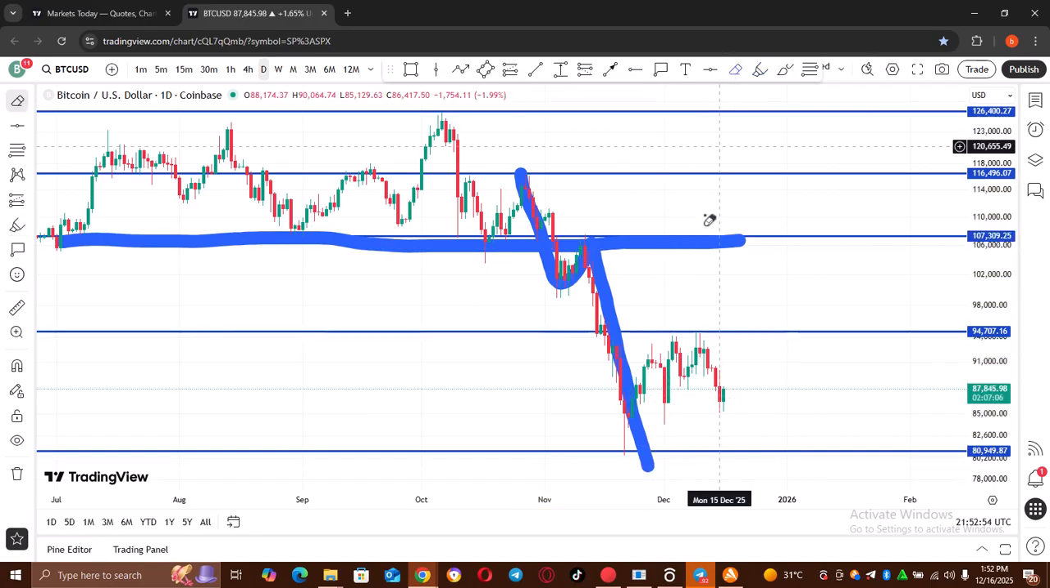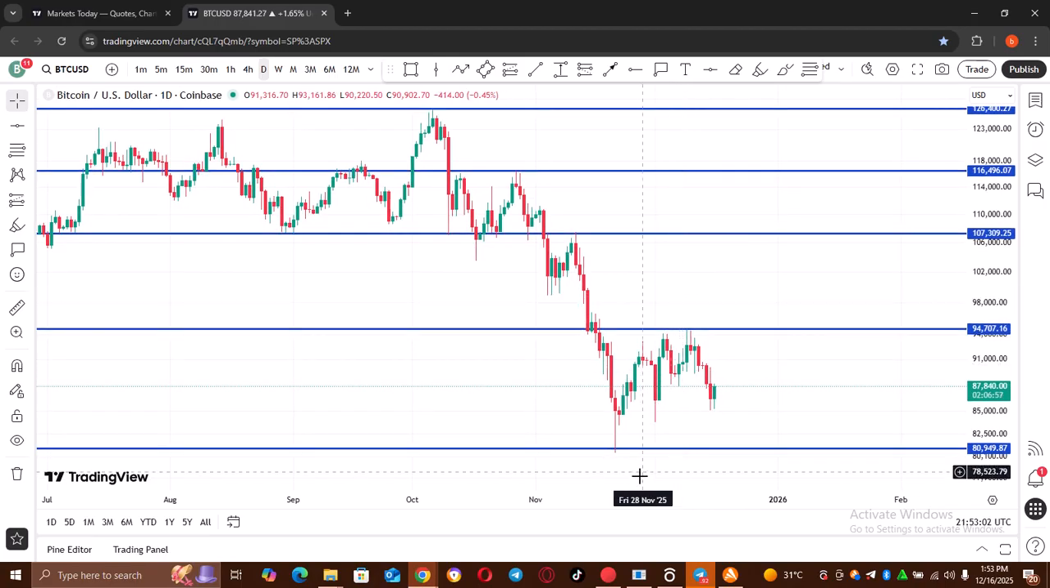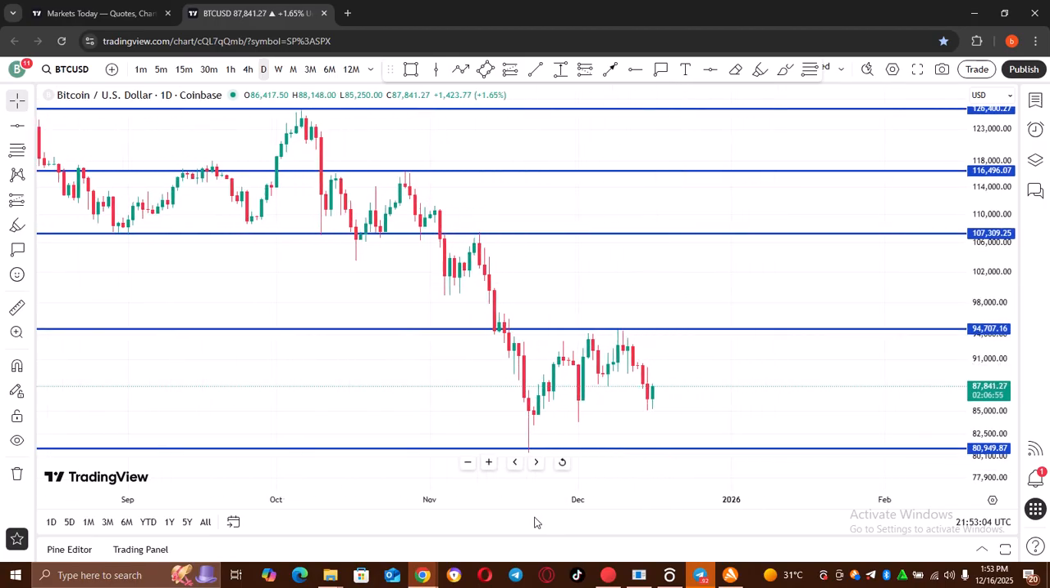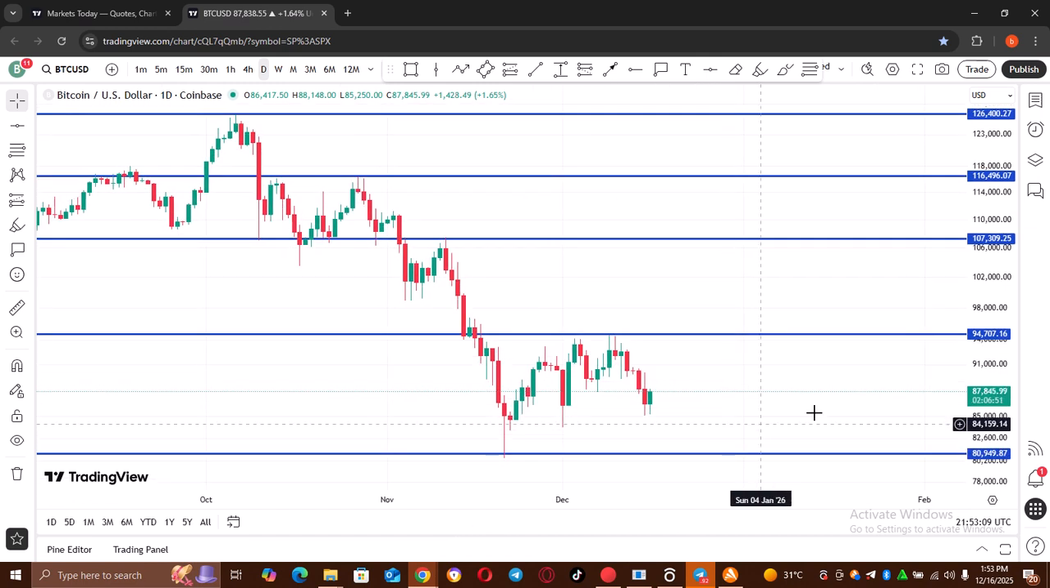So break and retest is the constant. The only problem with it is how to get the correct zones. If you can identify the zones correctly, it's going to be working for you like magic. So now let's focus on what is happening currently.